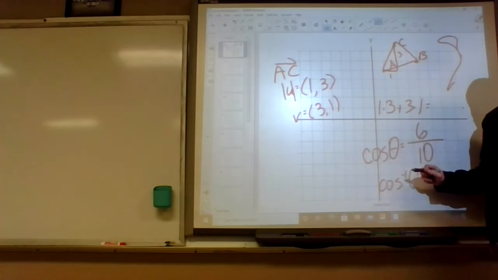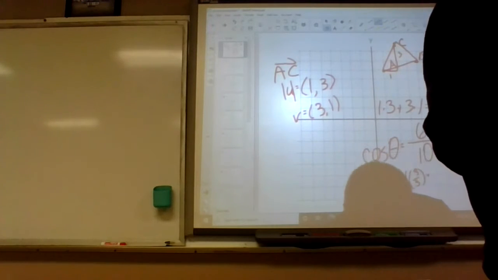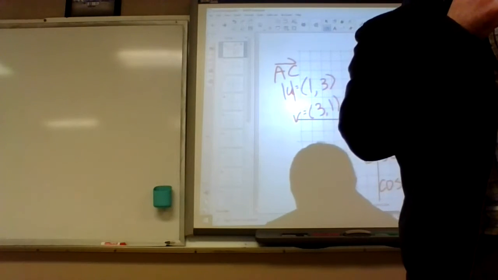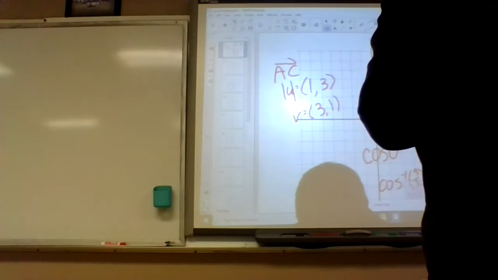Wait, it was asking for the angle, wasn't it? Yes. Okay, 53. It should be 53.1. So you define the two adjacent vectors.